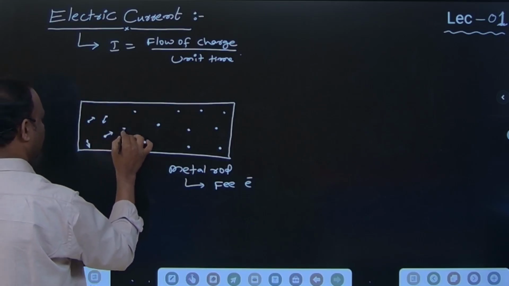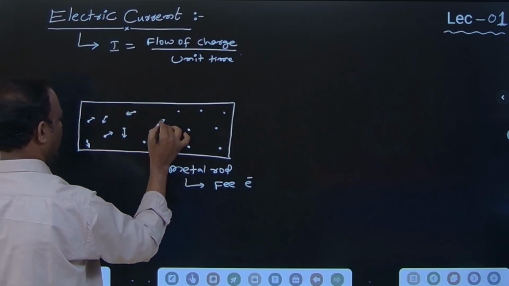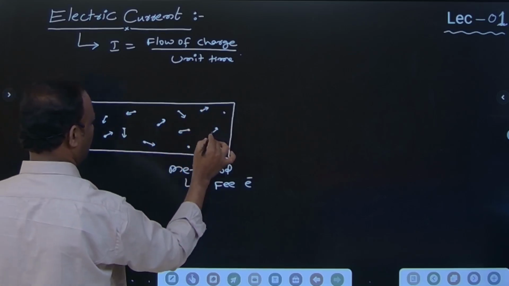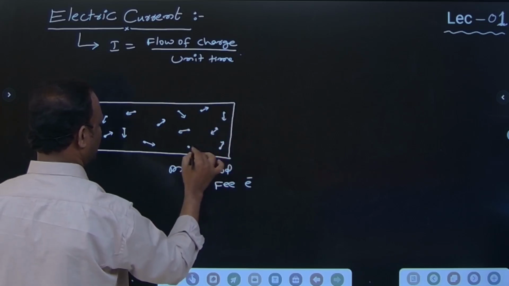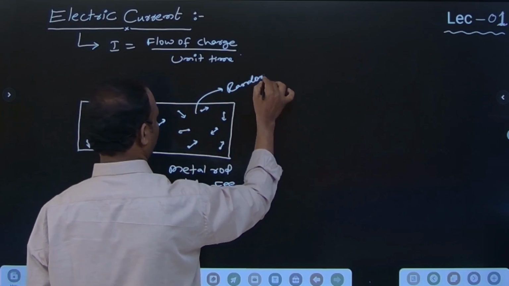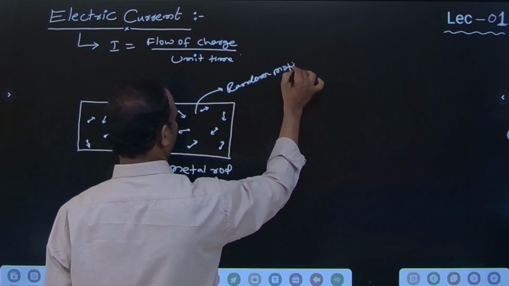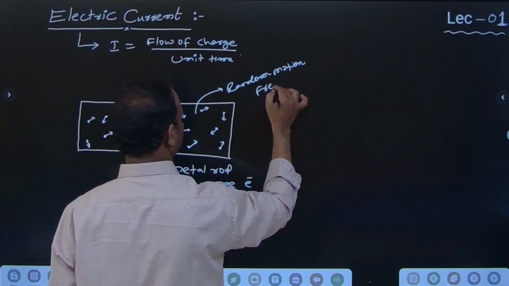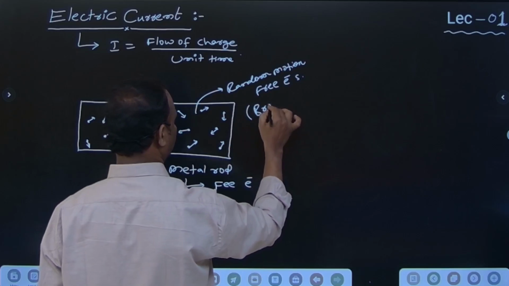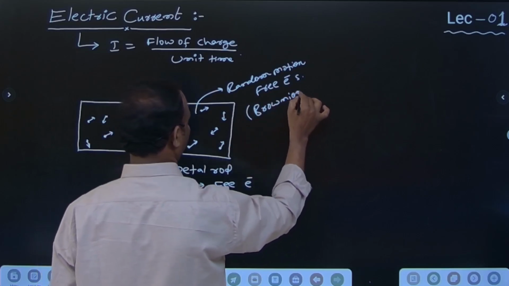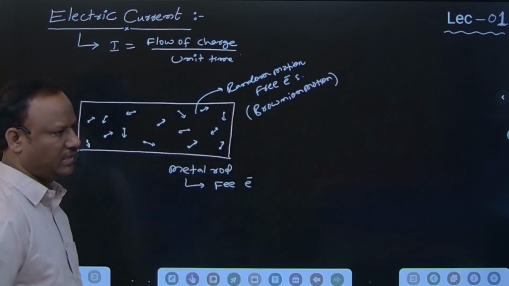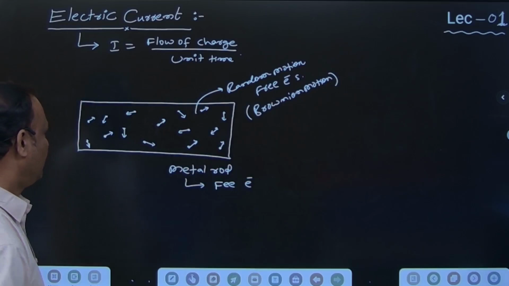These free electrons move randomly in different directions. This is the random motion of free electrons, which is known as Brownian motion. Brownian motion means they are moving three-dimensionally in all directions in the metal.